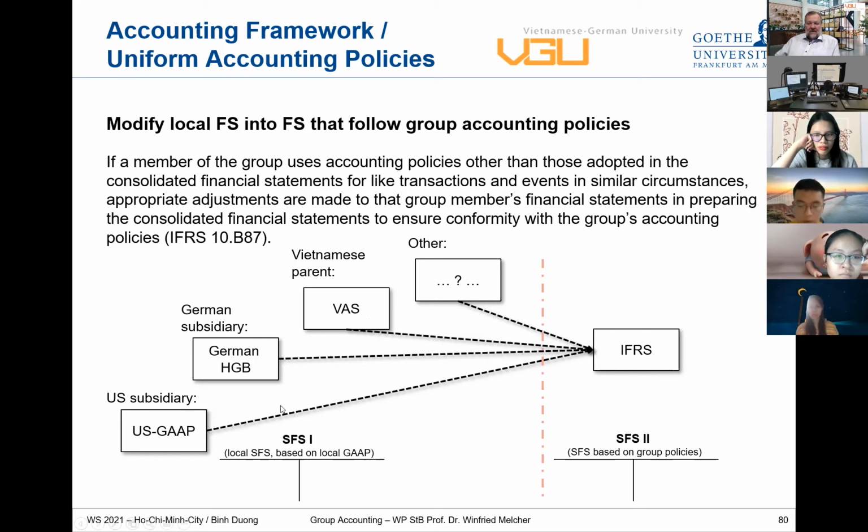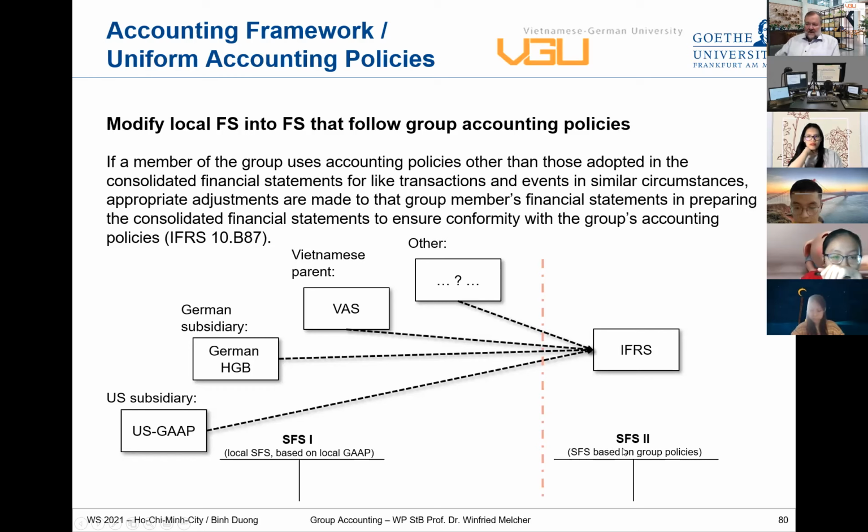So when we have the single financial statements one, they are based on local GAAP. They have probably different currencies. So here we have the US subsidiary using US dollar. The Germans would use the euro, and under VAS, the Vietnamese companies would use the dong as a basis. So from the single financial statements number one, which are based on local GAAP and local currency, we will transform this SFS1 into the single financial statements number two.